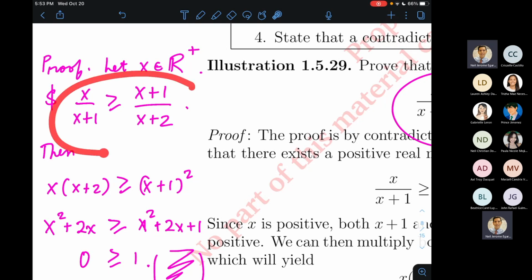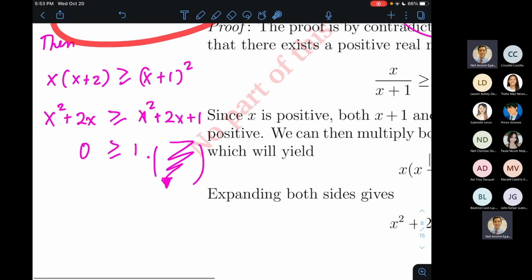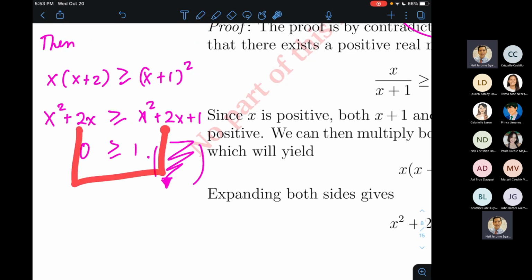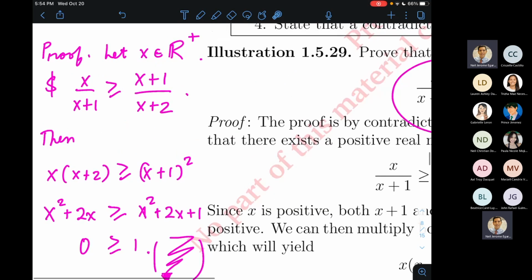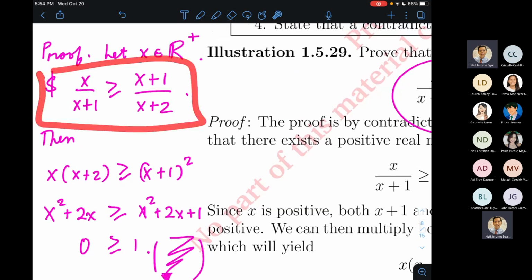So if what we want to prove is false, we would have to accept that 0 is greater than 1. But we cannot accept this because the foundation of math would collapse, right? What we learned before would no longer hold. They were already established to be true. So we cannot accept this supposition that we had earlier.